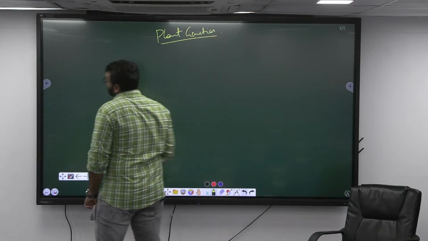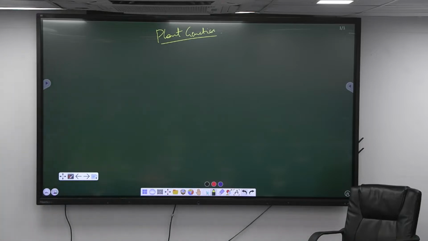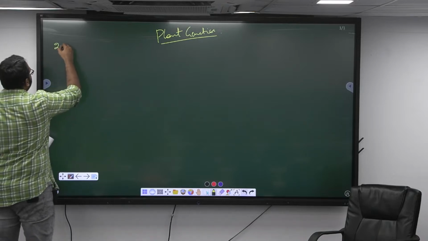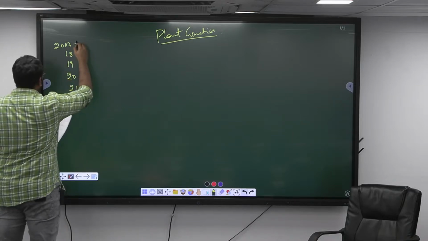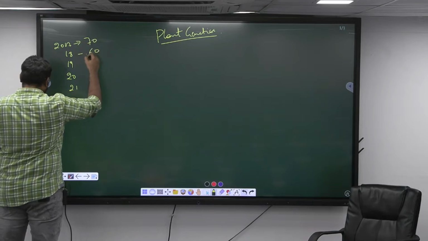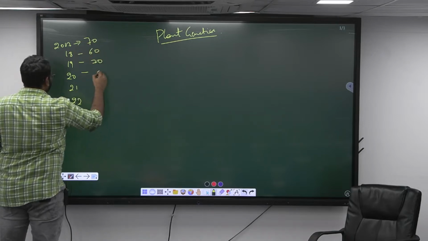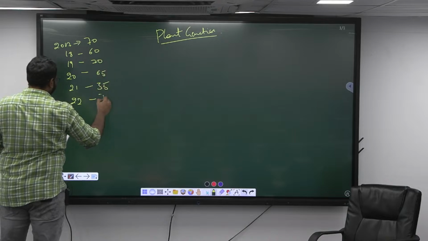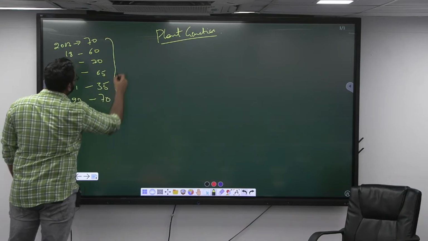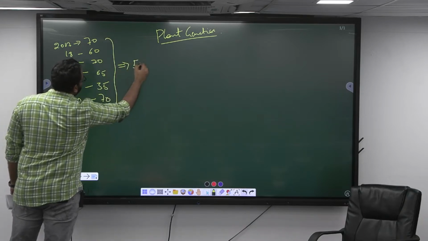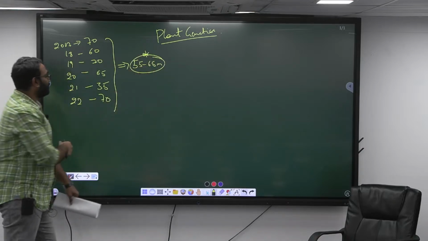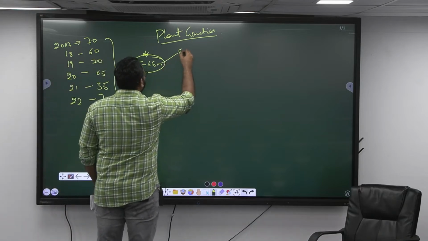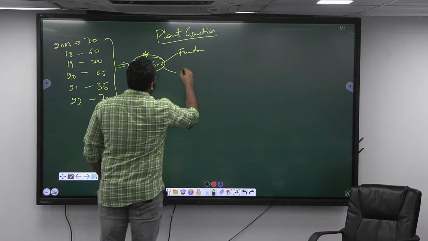As I did in paper 1, first I will let you know how many questions are coming, or what the weightage of marks has been over the years, from 2017, 18, 19, 20, 21 and 22. So 70, 60, 70, 65, 35 and 70. If I quantify this, on average somewhere around 55 to 65 marks are definitely going to come from this subject. And if I want to classify it, one is fundamentals and the second is application.